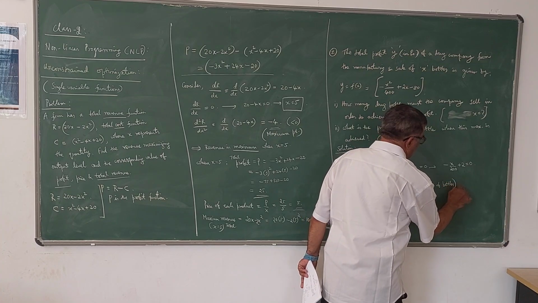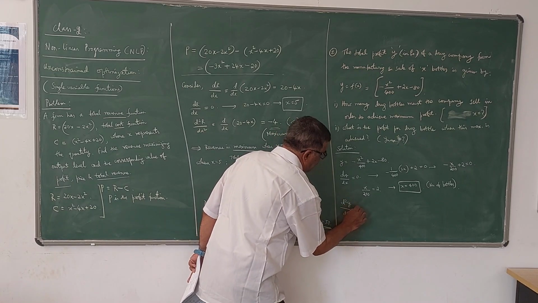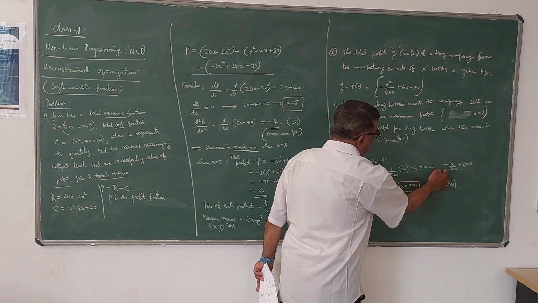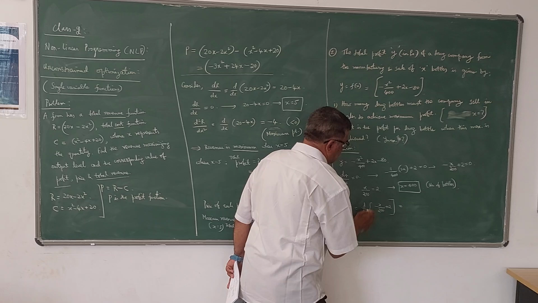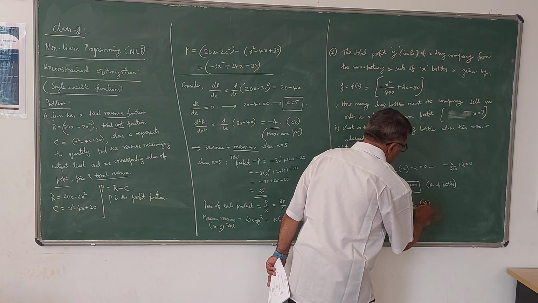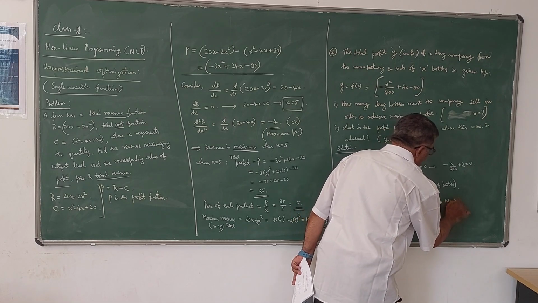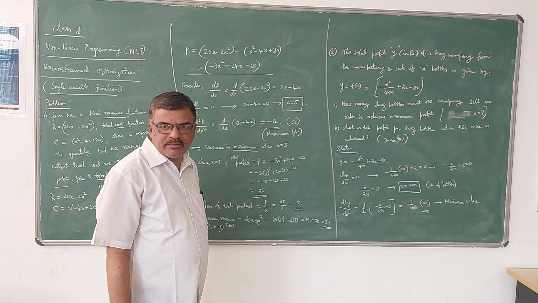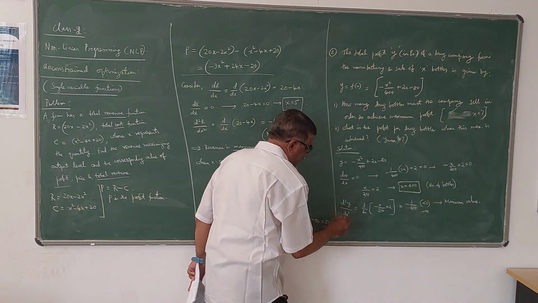Now we have to check whether we get the maximum or minimum. For that we have to take the second derivative. d square y by dx square is d by dx of minus x by 200 plus 2. What is the derivative? Minus 1 by 200, which is less than 0. Negative means it is maximum. So we get the maximum profit when you manufacture 400 bottles. So the first step is over. 400 bottles to manufacture.